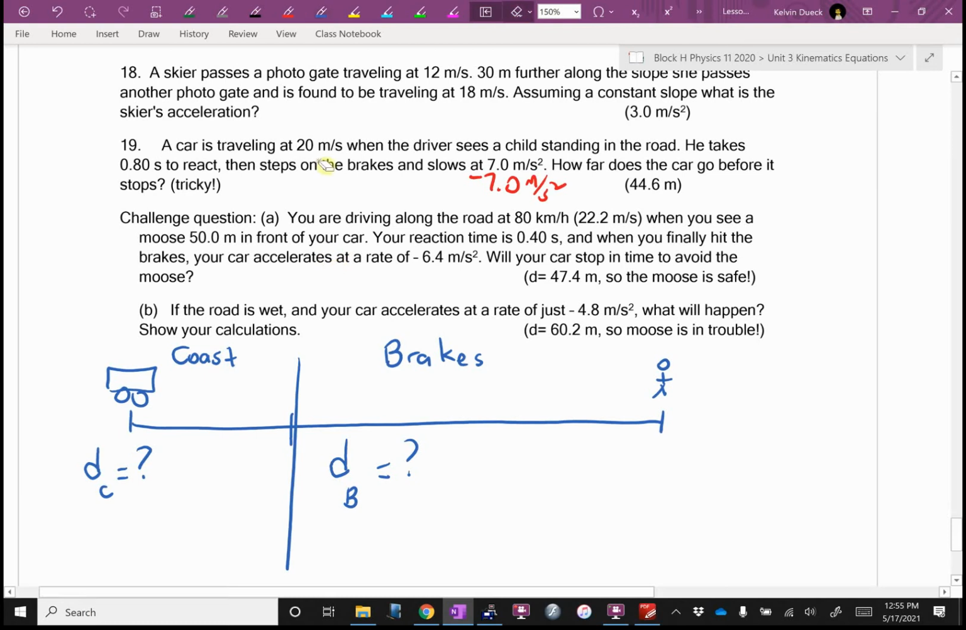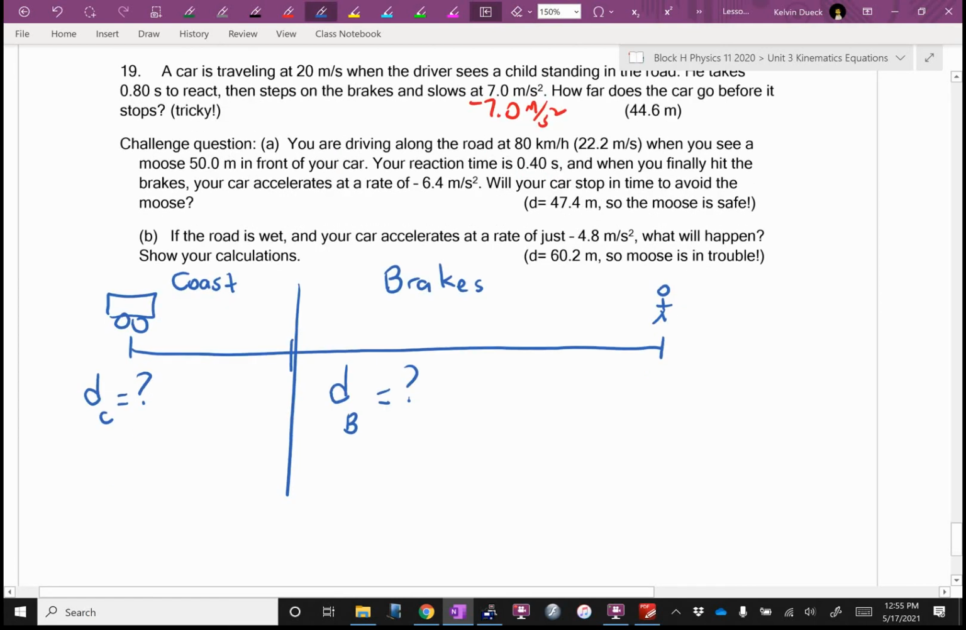Okay, what's that 20? Well, it's meters per second, so it's a velocity. VI or VF? I think it's VI while coasting. You okay with that? 0.8 seconds to react. I think that's a time we're still coasting because we haven't hit the brakes yet. It took the driver that long to react. -7 meters per second squared. I said, you know what? That's got to be while braking.